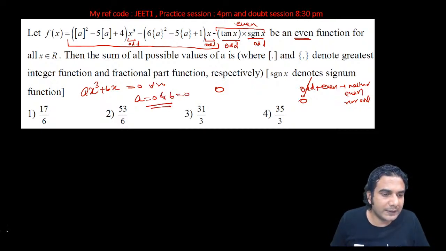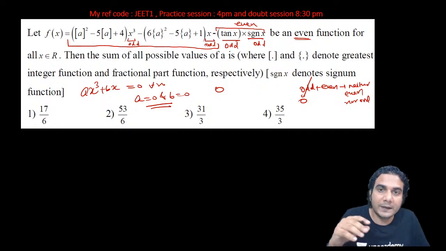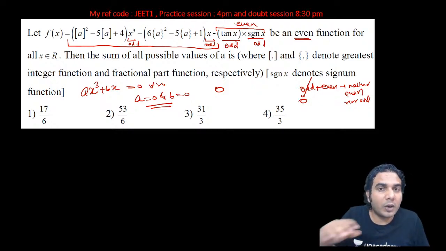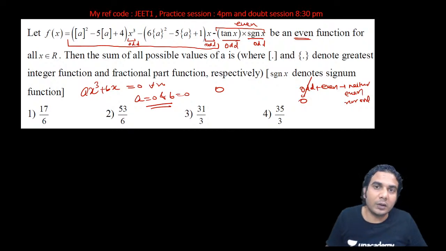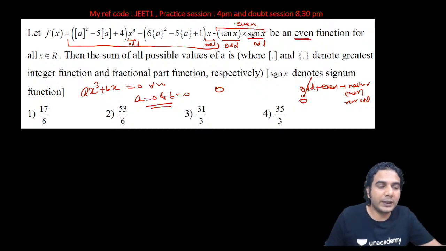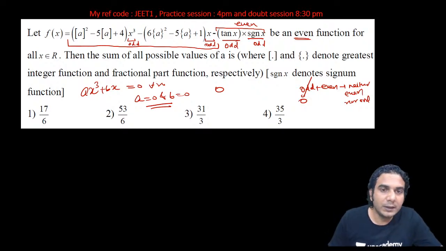So they ask many such questions in which they add even as well as odd functions. Then they say that the function is an odd function, so that means you have to make the even part 0. And if they say this is an even function, then you'll have to make the odd part 0. And how to make that odd part 0? By putting the coefficient, which is a variable, equal to 0. So in this you'll get two equations.